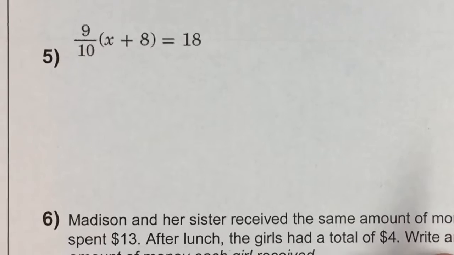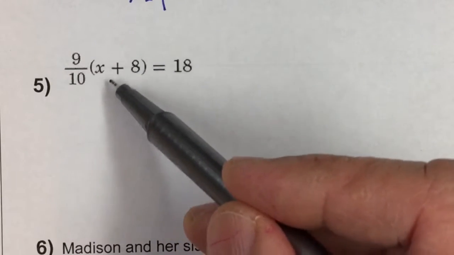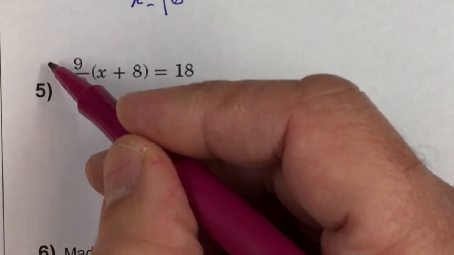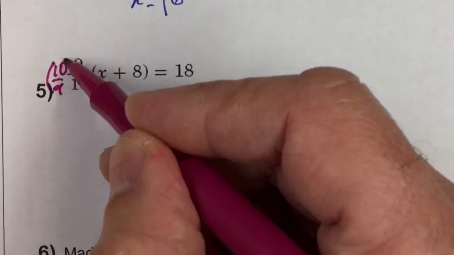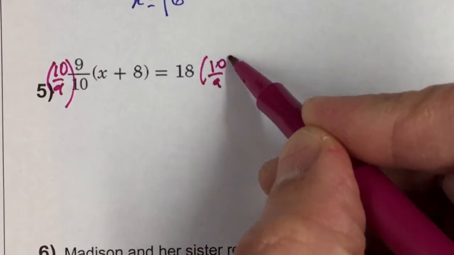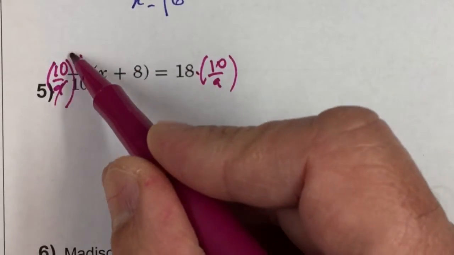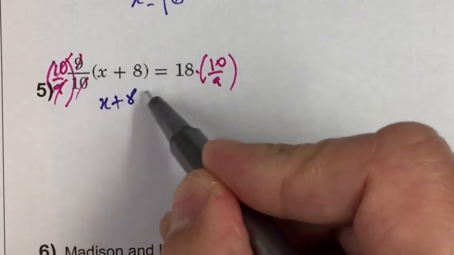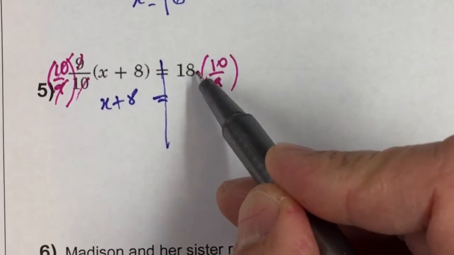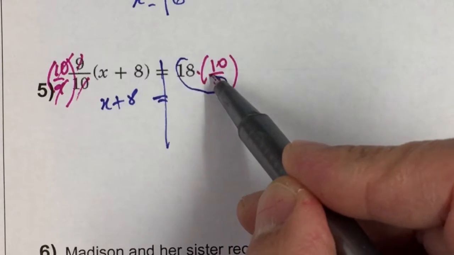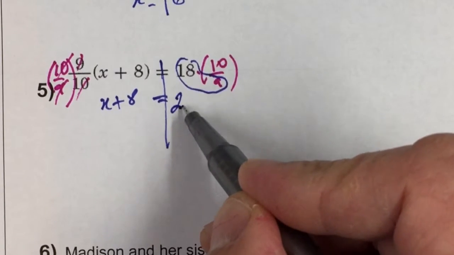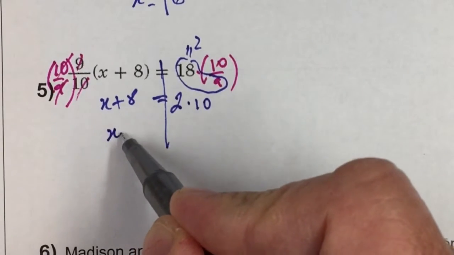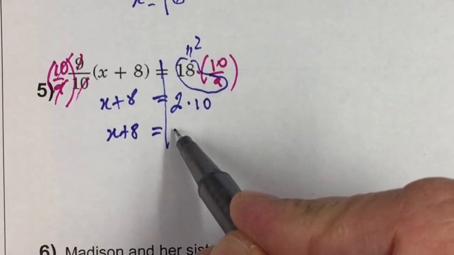Let's go to number 5 now. This is very similar. 9/10 times the group x plus 8 equals 18. To get rid of the 9/10, I have to multiply both sides by 10 over 9. The 9 goes away, the 10 goes away, and I have leftovers x plus 8. X plus 8 equals 18 times 10 over 9. Now 18 divided by 9 is 2, and then this 2 I'm going to have to multiply by 10. So I'm going to have x plus 8 equals 2 times 10, which is 20.